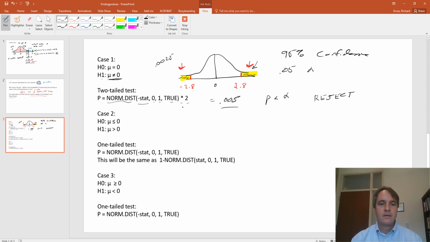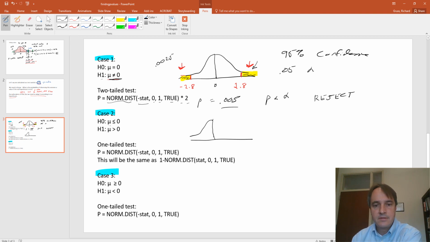Okay. All right, so that's our calculating the p-value for the two-tailed alternative. So that's case 1, case 2, and case 3. In case 2, notice that with all of the null hypotheses, the nulls always include the case of 0. So in case 2, we have a null hypothesis that says that the mean is less than or equal to 0.